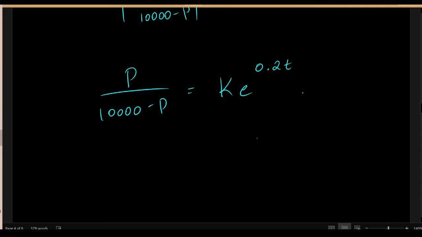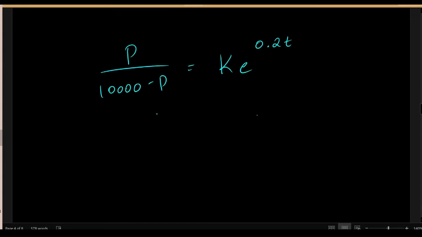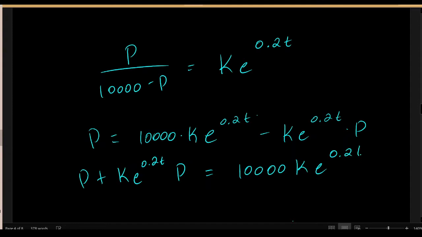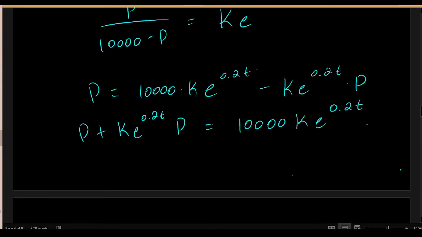So now let's go ahead and use this equation to isolate p. Let me begin by clearing the fraction. So this is going to be 10,000 times k e to the 0.2t minus k e to the 0.2t times p. Gather all the terms that contain p to one side. And then factor and divide.